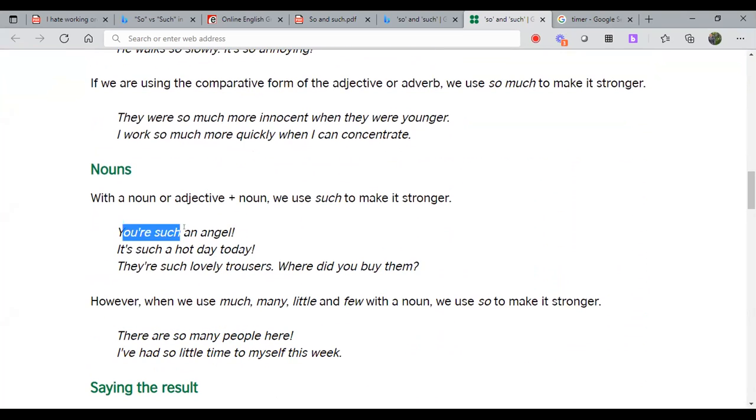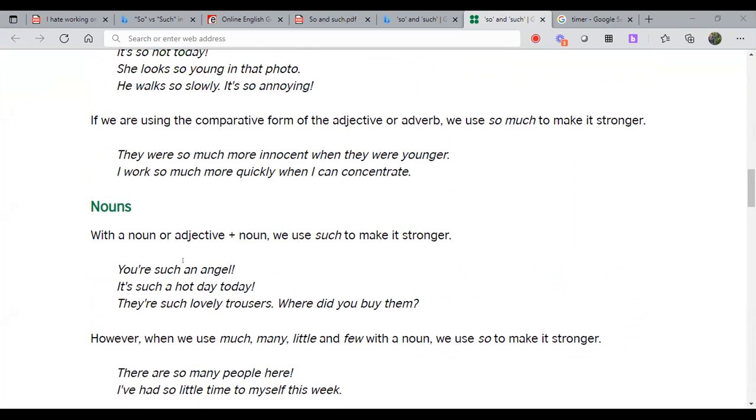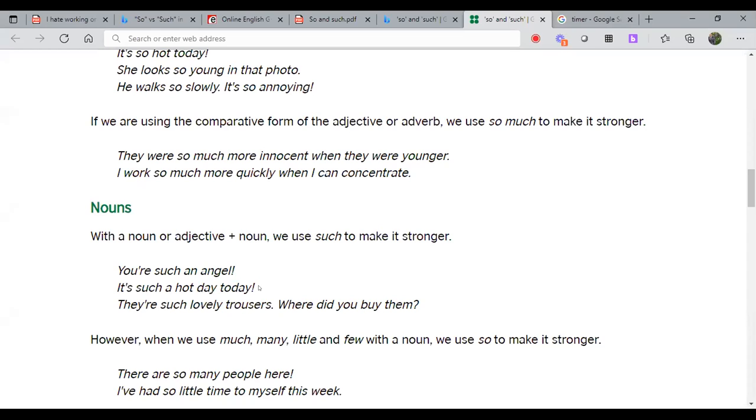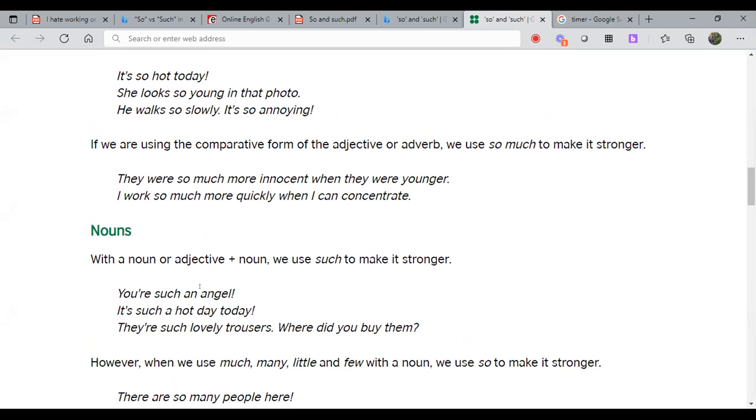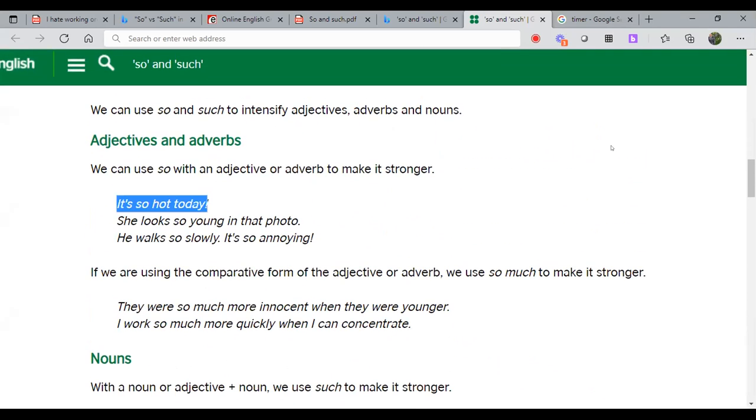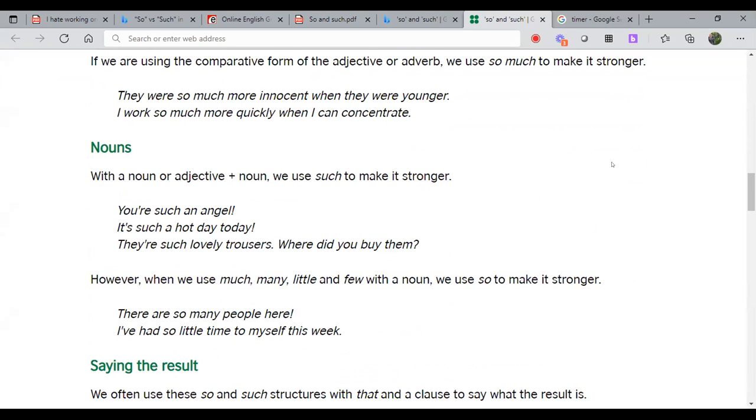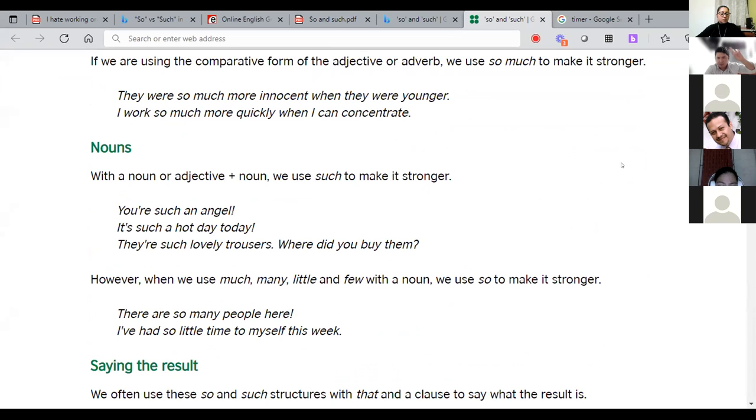Y con los nouns, okay, such an angel, it's such a hot day today. There are such lovely trousers, pantalones. Quiero enfocarme en este ejemplo, ¿verdad? Ya con esto termino de explicar y seguimos con algo más. Dice, it's such a hot day today. Dice, es un día muy cálido este. Y también usted puede decir, it's so hot today. You see the difference? It's so hot. Okay. It's so hot. Esto está de más. It's so hot. Te va a decir, it's such a hot day. ¿Nota la diferencia? It's so hot, ¿verdad? Está bien cálido. O usted va a decir, it's such a hot day. Yes?